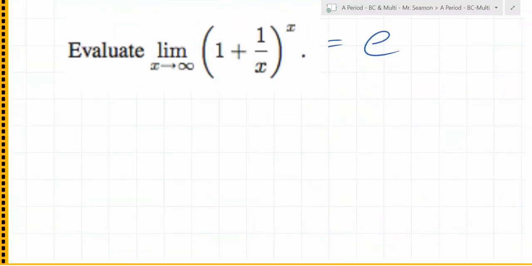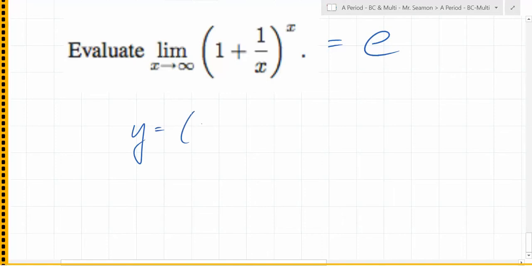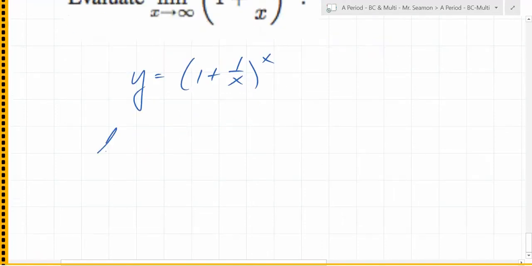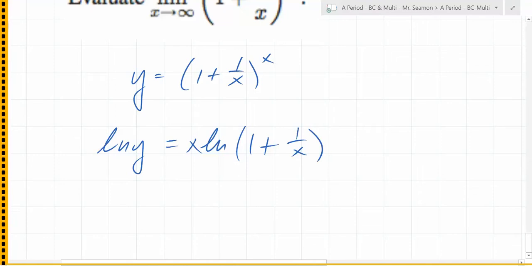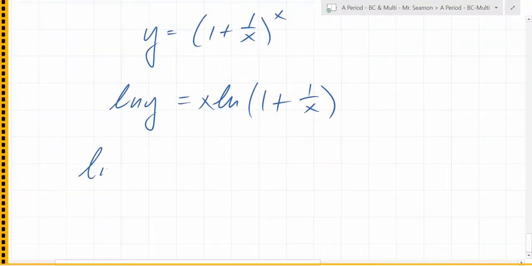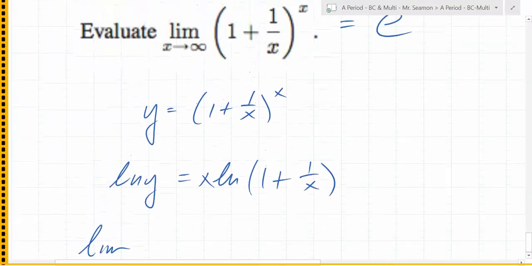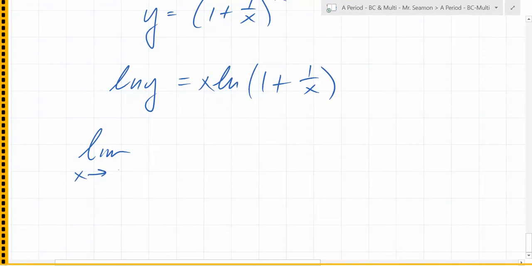First of all, what was that first task? I think some of you figured out you need to set y equal to 1 plus 1 over x, to the x. So ln y is equal to x ln of 1 plus 1 over x, correct? So what do I do now? Take the limit, as x goes to infinity.